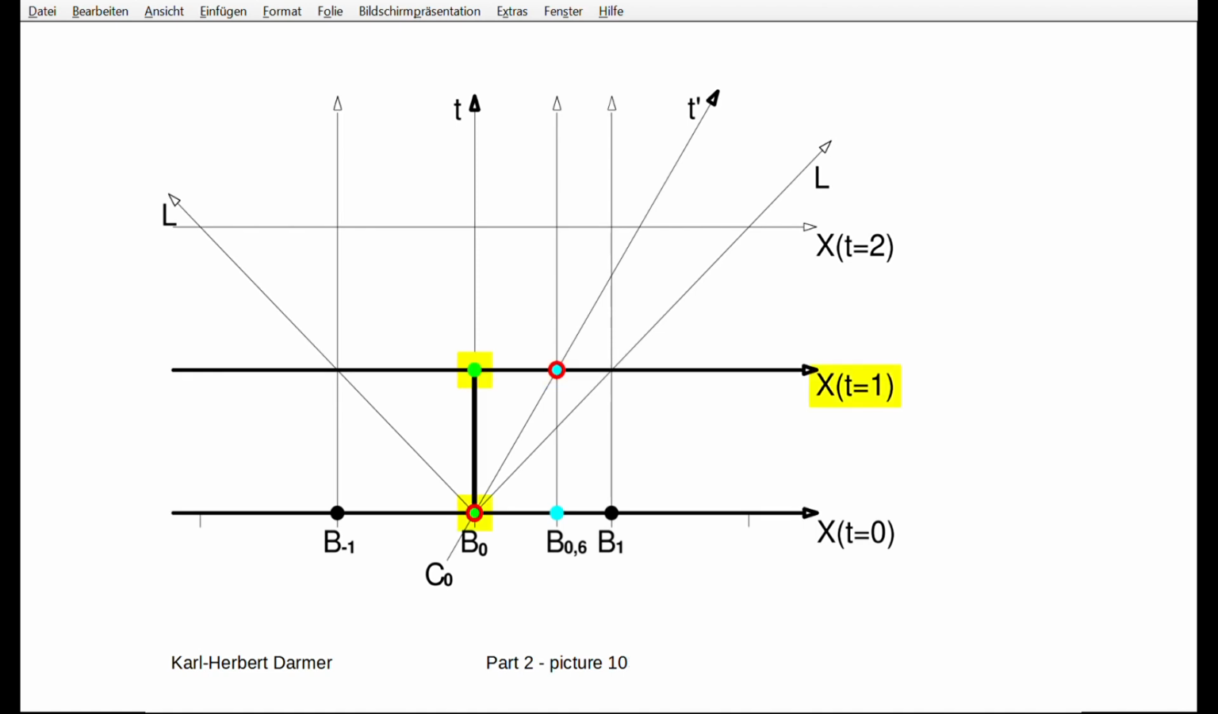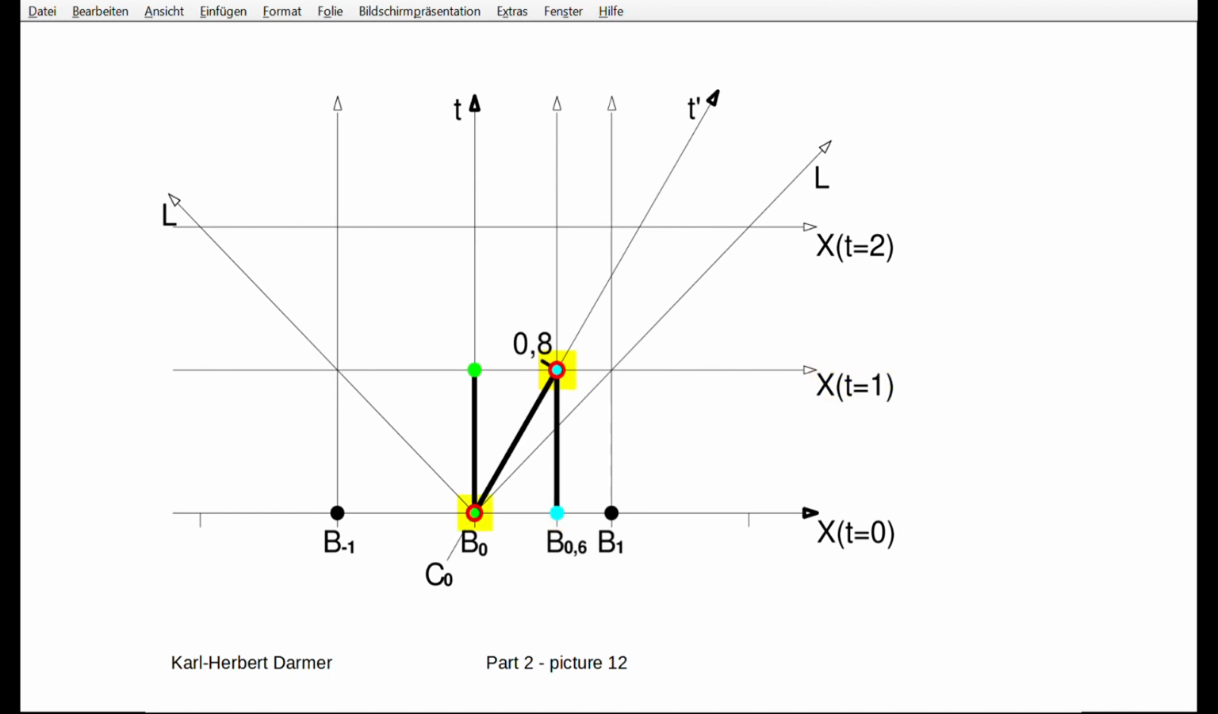Between the events marked with green dots, the clock of B0 has ticked for 1 second. Between the events marked with blue dots, also the clock of B0.6 has ticked for 1 second. Between the events marked with red rings, the clock of C0 has ticked only for 0.8 seconds, which corresponds to the Lorentz transformations. This must apply to all observers in the same way. But the lower green and blue marked events, and accordingly the upper green and blue marked events, do not have to have happened for all observers at the same time. Thus, this comparison only applies to the B observers.